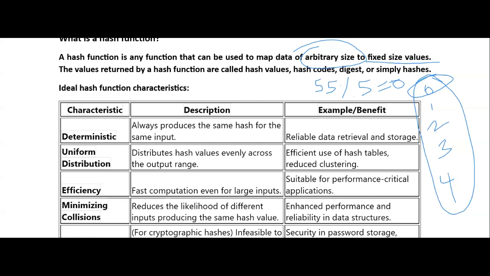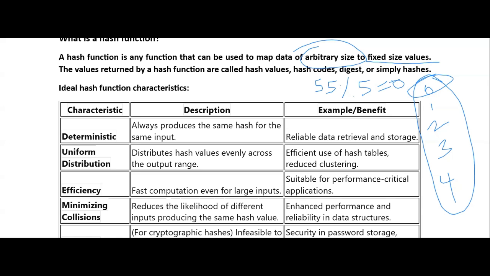The values returned by a hash function we call hash values, or hash codes, or digests, or simply hashes. Fine. Now we'll see the ideal hash function characteristics. The first characteristic is that it is deterministic. Whatever input we give, it should always generate the same hash value. The benefit of this is that storing and retrieving data from the hash table becomes very easy because it gives the same value, right?